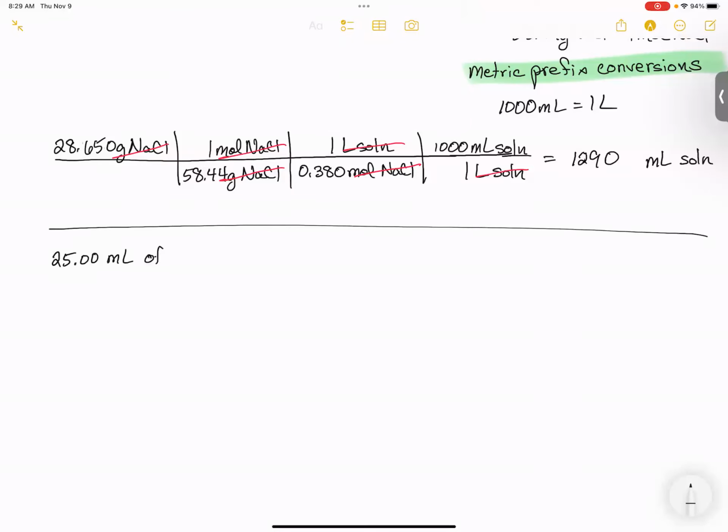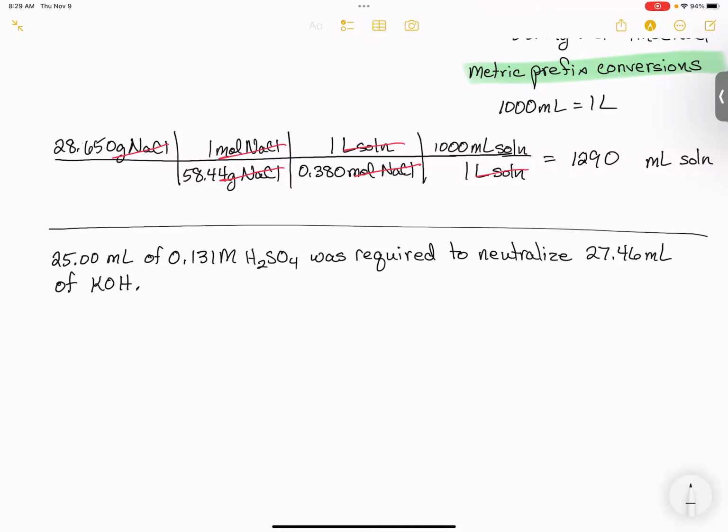Milliliters of 0.131 molar H2SO4 was required to neutralize 27.46 milliliters of KOH. What is the concentration of the KOH?